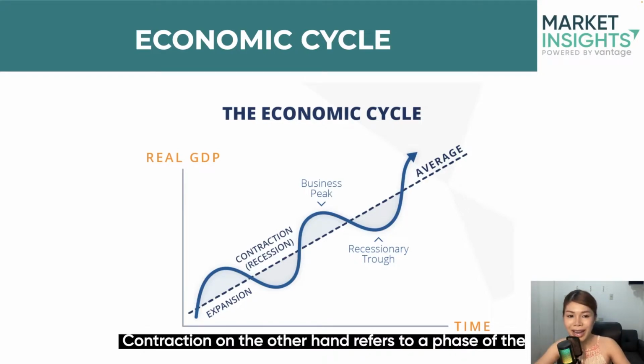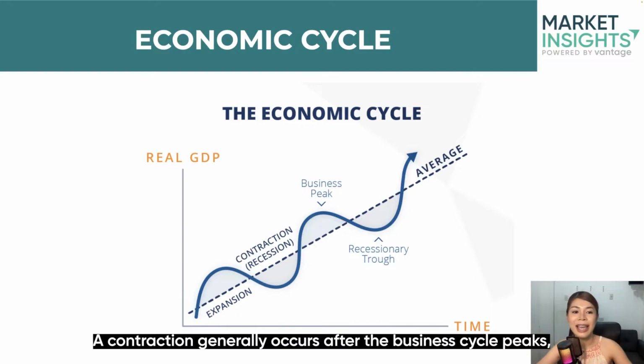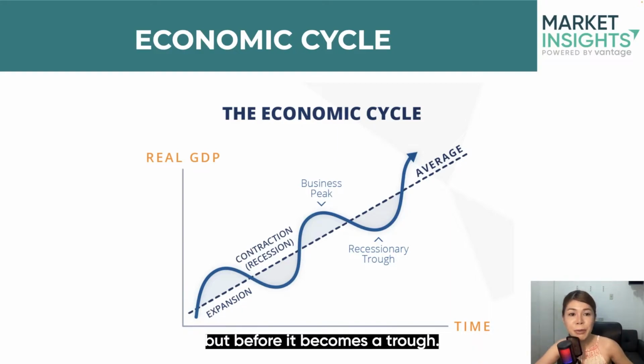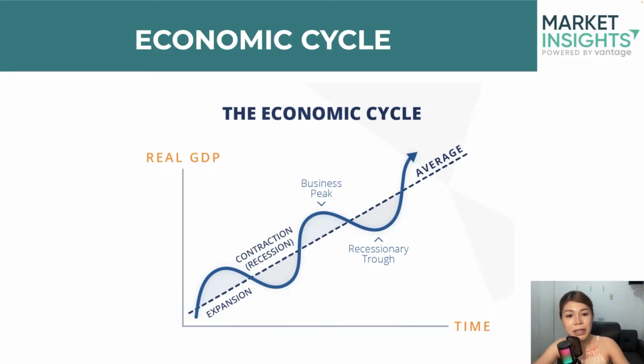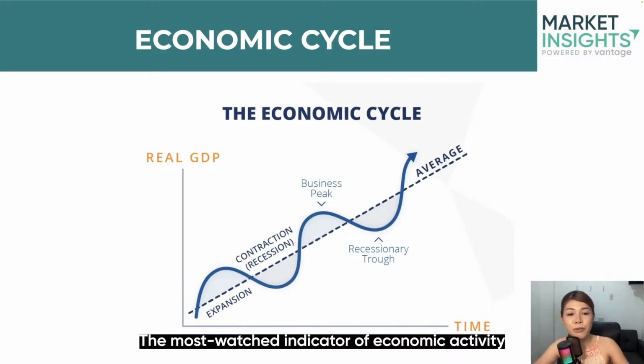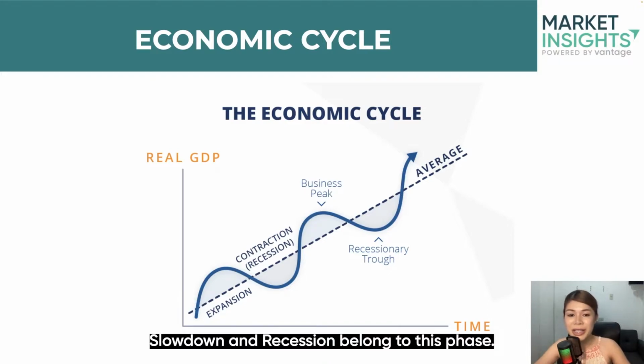Contraction, on the other hand, refers to a phase of the business cycle in which the economy as a whole is in decline. A contraction generally occurs after the business cycle peaks, but before it becomes a trough. According to most economists, when a country's real GDP, the most watched indicator of economic activity, has declined for more than two consecutive quarters, then a recession has occurred. Slowdown and recession belong to this phase.